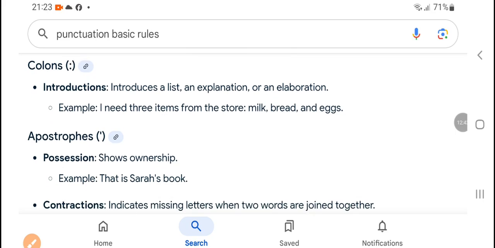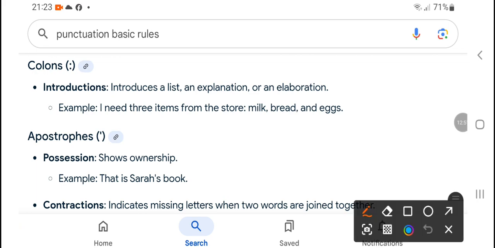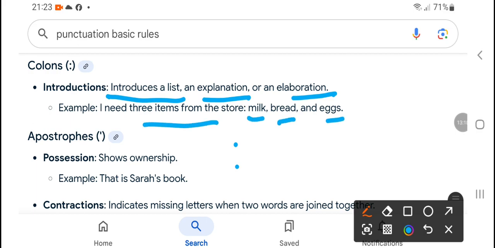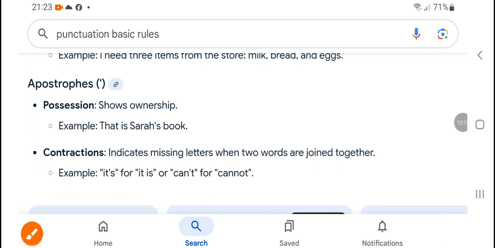Now colons. A colon introduces a list, or an explanation or elaboration. Either a list, or an explanation, or an elaboration. "The following points were discussed:" Now, this is a colon. "I need 3 items from the store:" so what 3 items? 1, 2, 3. So I need 3 items from the store. This is the usage of colons.